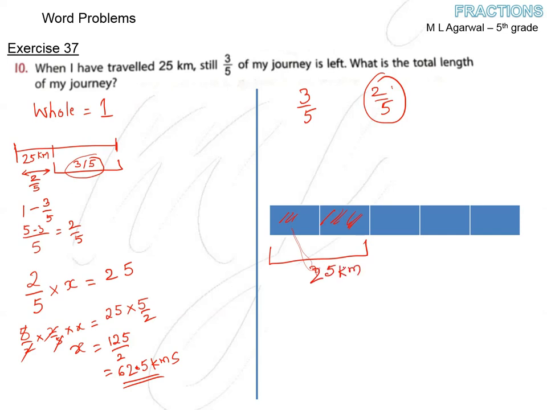So each is how much? 12.5 and 12.5. So automatically this will also be 12.5, 12.5 and 12.5, all equal. So if I add this, 12 ones are 12, 12 twos are 24, 12 threes are 36, 12 fours are 48, 12 fives are 60, 60, 5 and 5 1, 61, 5 and 5 2, 62.5. So the total will be 62.5 kilometers total journey. Okay.